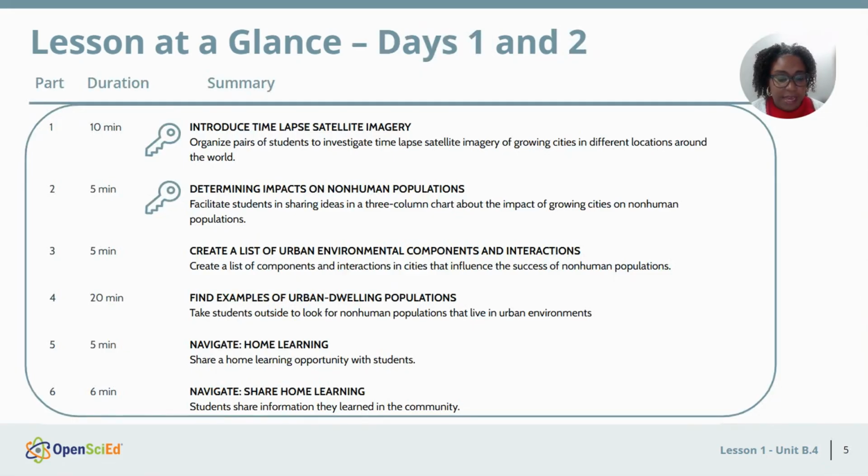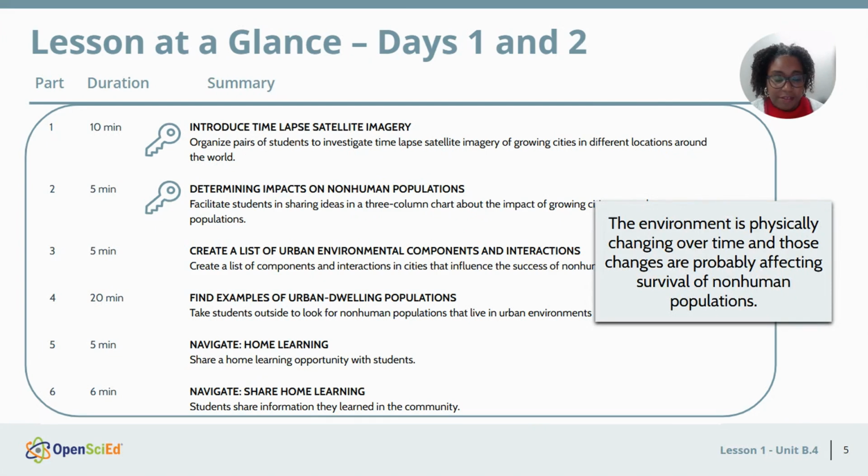So we'll take a deeper dive into each of the sense making loops. And we can see here the first sense making loop takes place over days 1 and 2. Students are going to explore how urbanization changes environments and begin thinking about how those changes affect non human populations. They figure out that the environment is physically changing over time, and those changes are probably affecting the survival of non human populations.